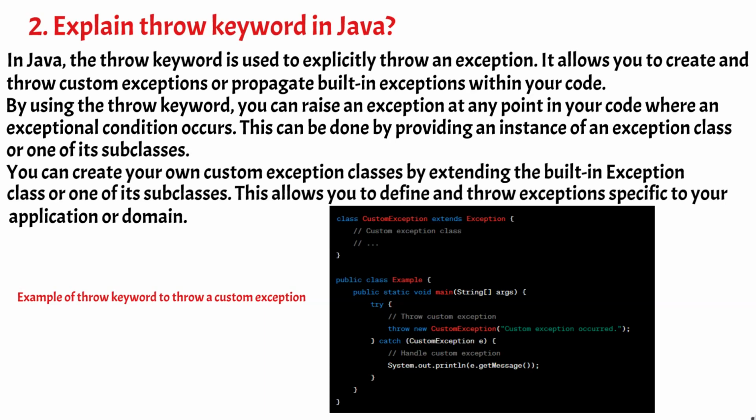In the above example, the throw keyword is used to throw an instance of the custom exception class. The exception is caught and handled in the catch block, where the error message is printed. The throw keyword allows you to explicitly indicate exceptional conditions in your code and control how exceptions are handled. It is a powerful mechanism for error reporting and exception propagation in Java programs.